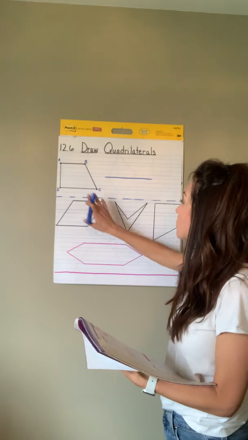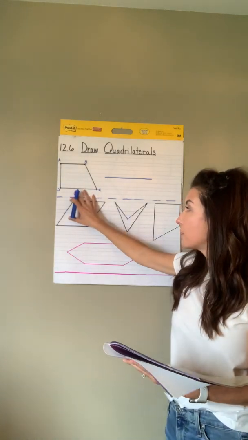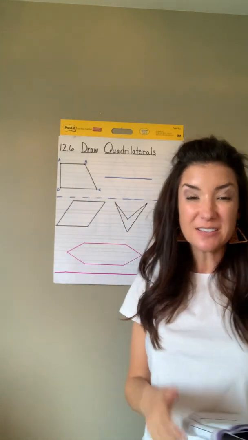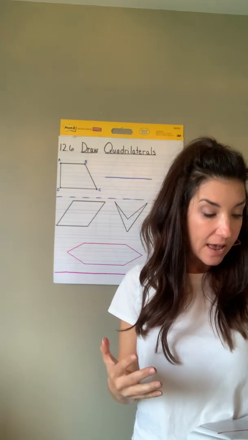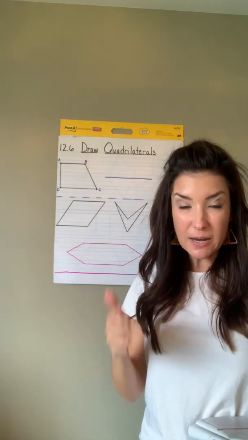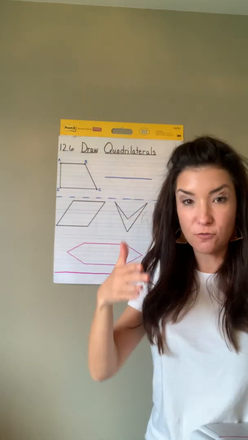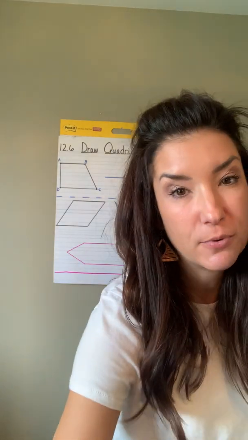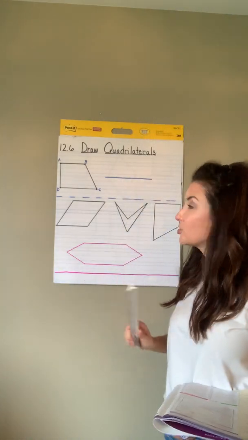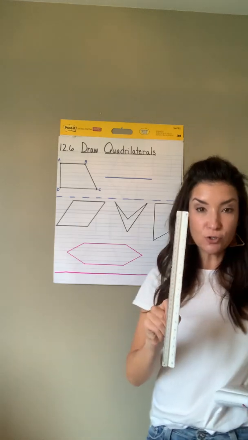Okay, so I want you to look up here. I drew a quadrilateral right here, and it does help if you have grid paper, which is the grid paper that goes back and forth. I didn't have any grid paper, chart paper with me, so I just did it without. But you do need a ruler.